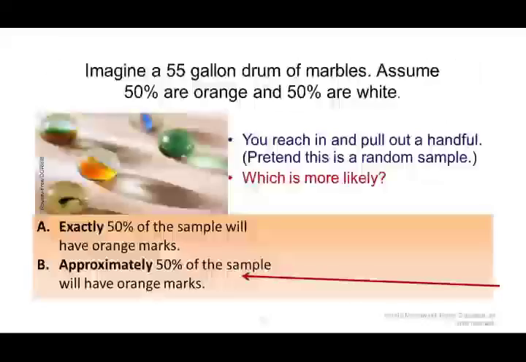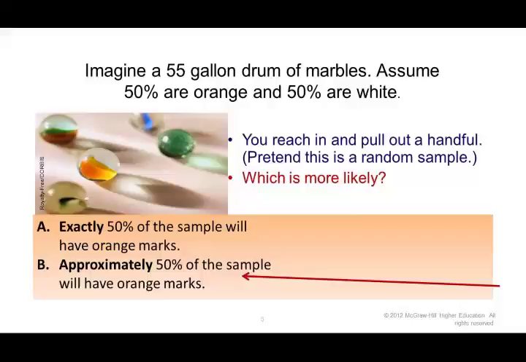So here's my sample to help you place this, right? Let's imagine that I had a 55-gallon drum and it was full of marbles. Assume that the marbles are 50% orange and 50% white. So I've got two colors in there, just orange and white, okay? Those marbles are all sitting in a 55-gallon drum, and I have mixed the marbles up. We can't just pour in all the white, then pour in all the orange, right? You've got to get them in there and mix them up really well. You have to randomize what's in that drum, okay?